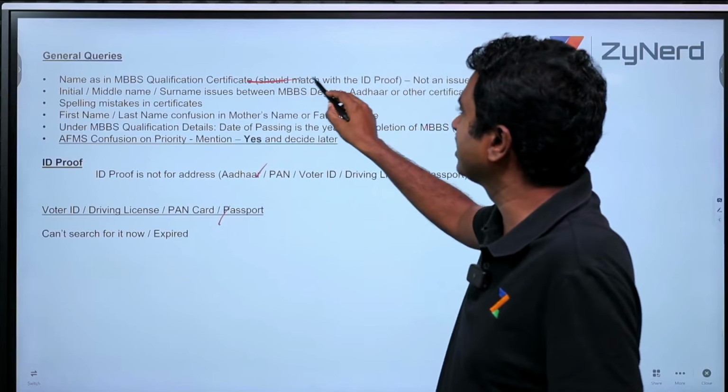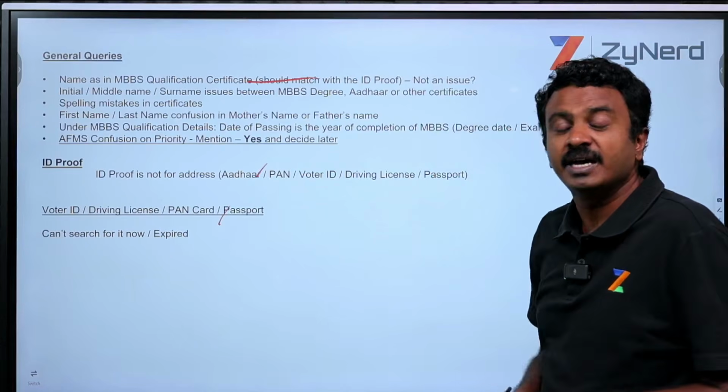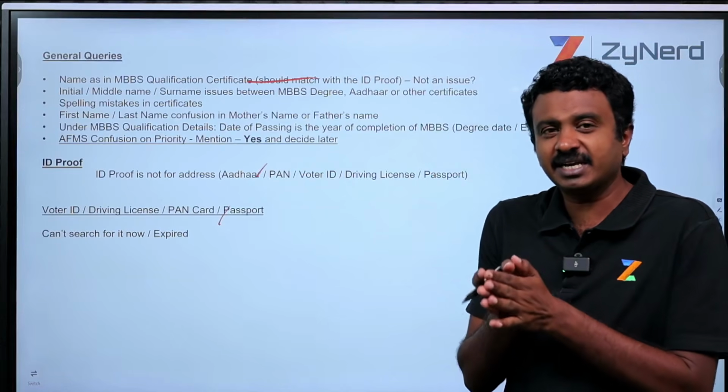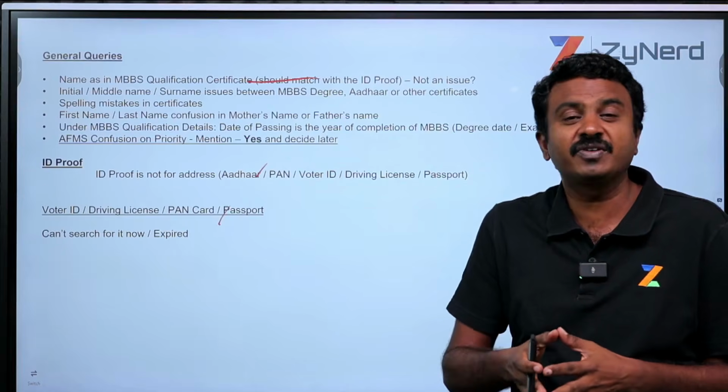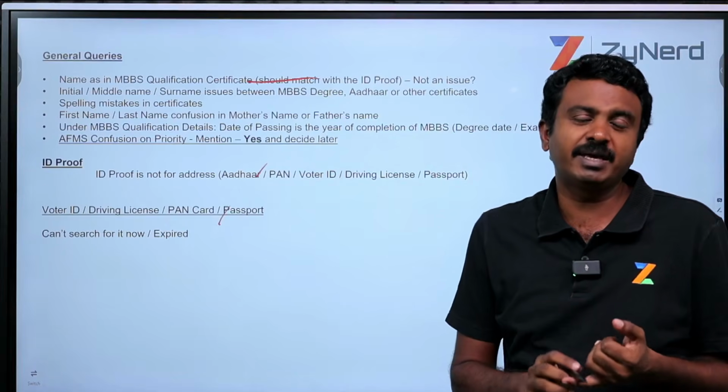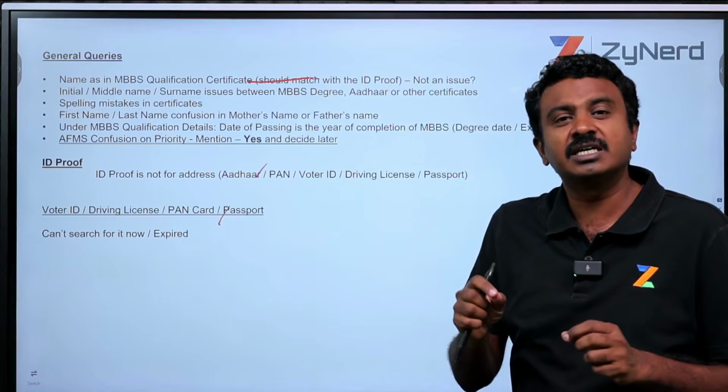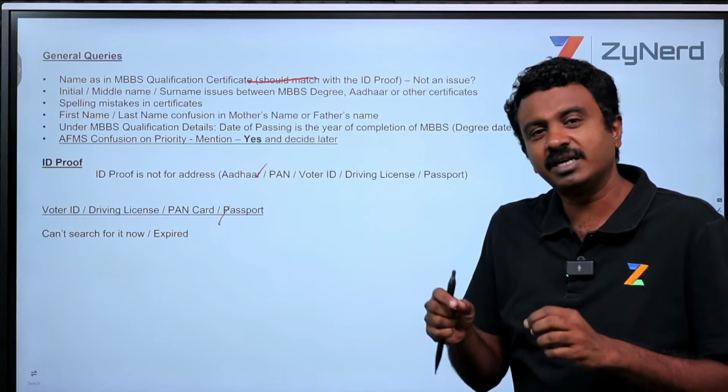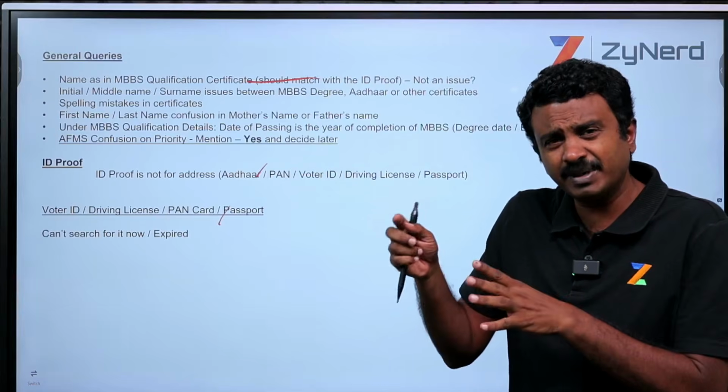First, name as in MBBS qualification certificate. I don't have my name exactly as in my MBBS qualification certificate as in other certificates. My name in MBBS qualification certificate has an initial, let us say Parthiban K.